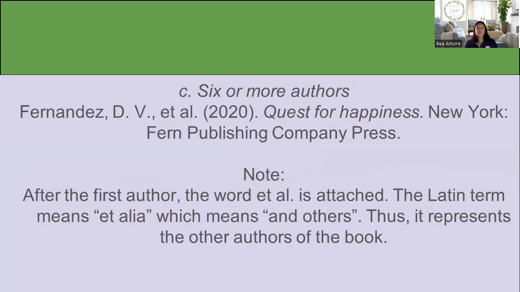For 6 or more authors: Fernandez DV et al. 2020, Quest for Happiness, New York, Fern Publishing Company Press. That is what we said earlier. After the first author, the word et al. is attached. The Latin term is et alia, which means and others. Thus, it represents the other authors of the book.